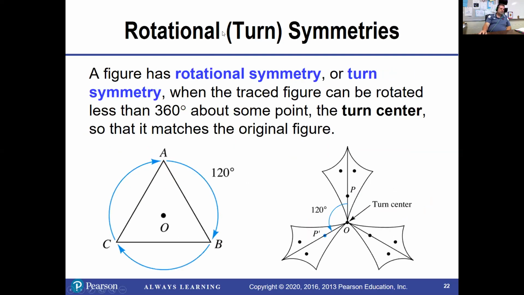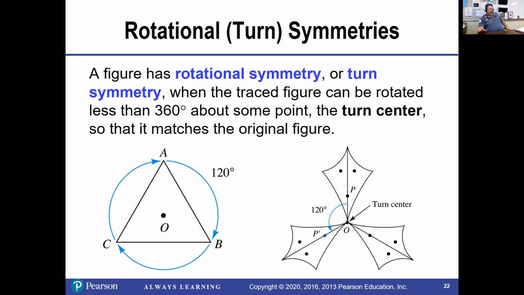All right, rotational symmetry. So rotational symmetry is also known as turn symmetry. Okay, when a traced figure can be rotated less than 360 degrees about some point, the turn center, so that it matches the original. So what you do is, here's my center, and I rotate it around it. So this A, when I rotate it, goes here to B, and then it rotates one more time and gets here to C, but in all 3 turns, it gives you the same figure every time, just different lettering.